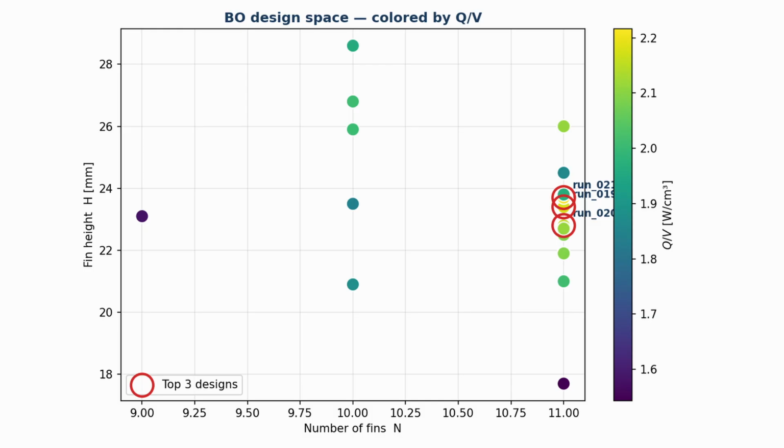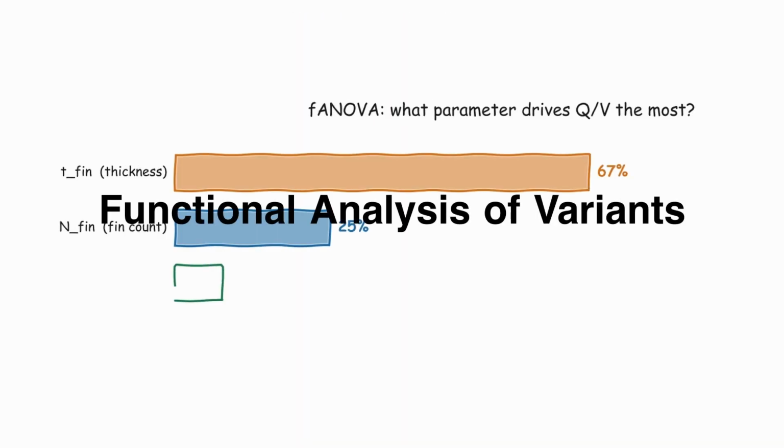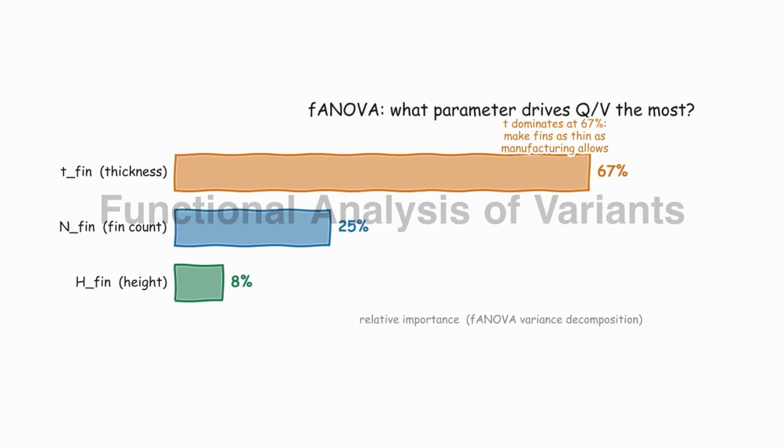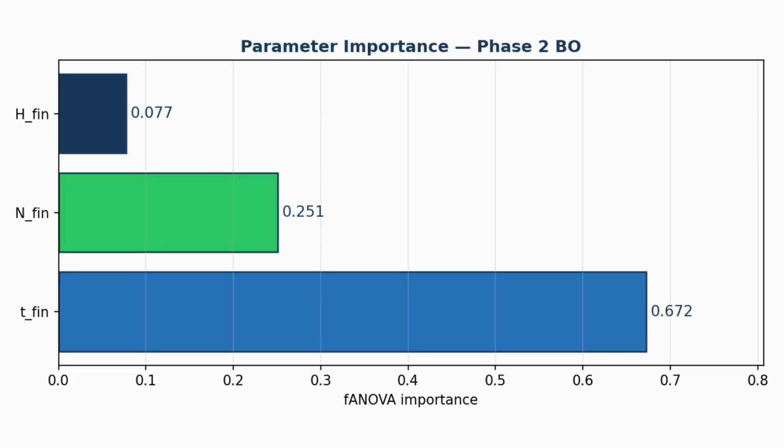Also notice the color is almost uniform across h for any fixed high n. Height barely matters. That's the fANOVA result already showing itself in the contour. The gradient in the n direction is steep. The gradient in the h direction is nearly flat. fANOVA stands for functional analysis of variance. It decomposes the variance in Q over V across all the trials and asks how much of that variance is attributable to each parameter. Optuna computes it automatically after the study.